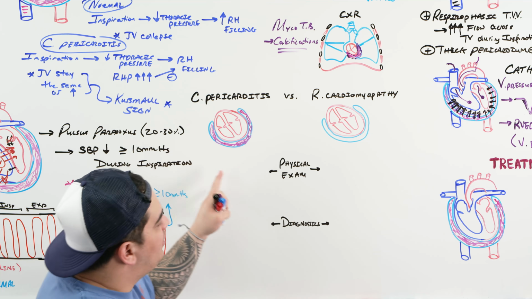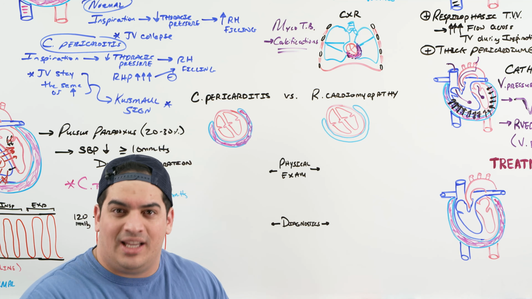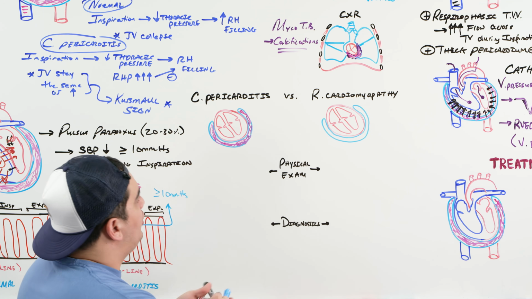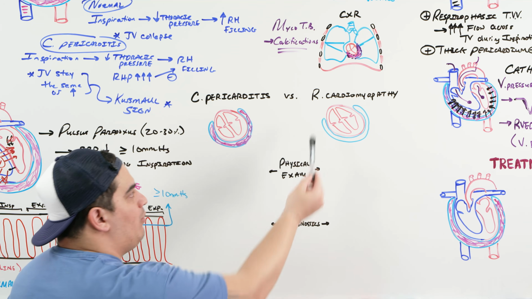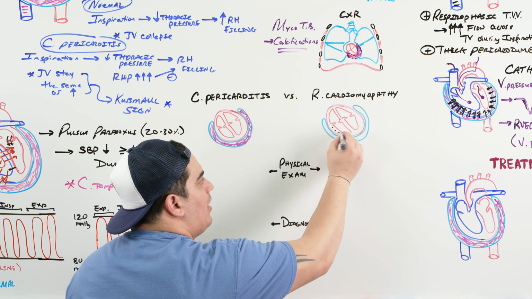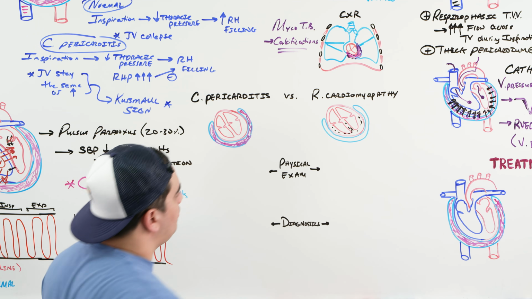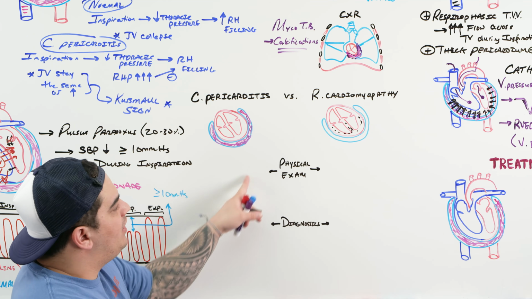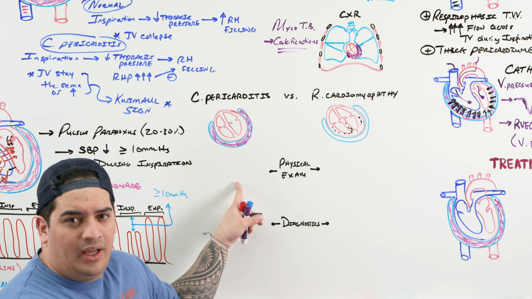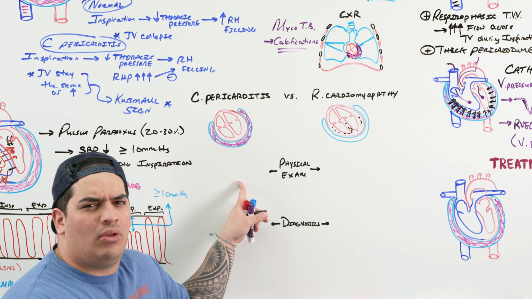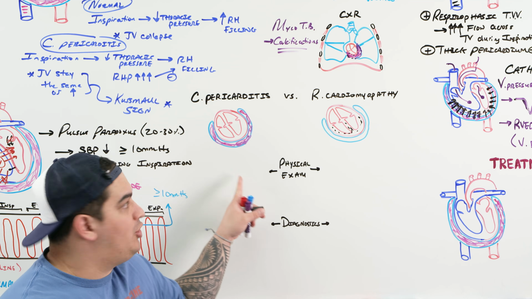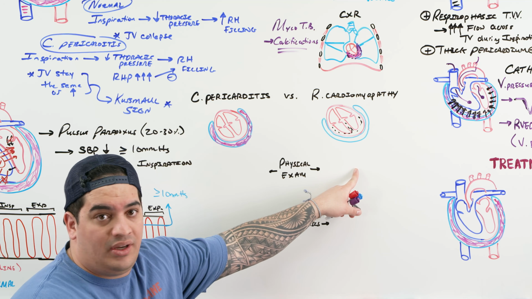So for the physical exam findings and diagnostics, those seem to be the big things. With constrictive pericarditis, the problem is the pericardium. With restrictive cardiomyopathy, the problem is the myocardium. Now, in the physical exam, particularly when you're listening to abnormal heart sounds, what are some particular heart sounds that you may hear in one that you wouldn't hear in the other?